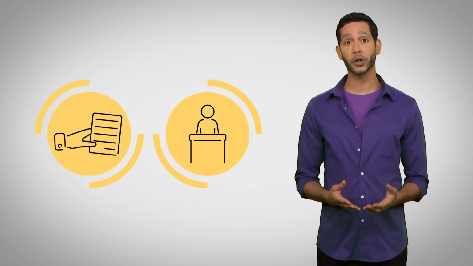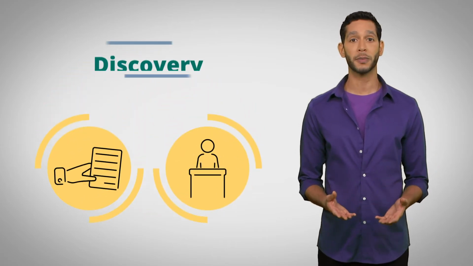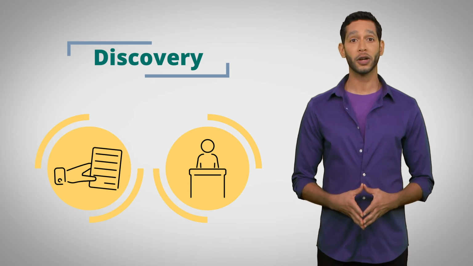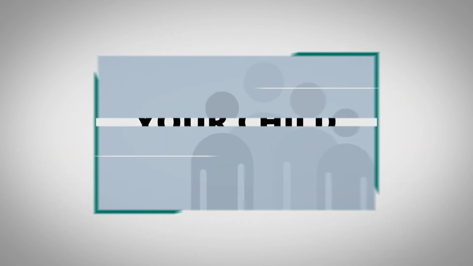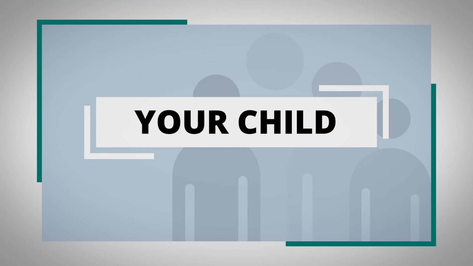If your case goes to trial, the child advocate attorney can present evidence, call and cross-examine witnesses, and participate in discovery. The child advocate attorney will advise your child, discuss risks and benefits of their preferences, and keep their discussions confidential. Let's talk for a minute about your child.